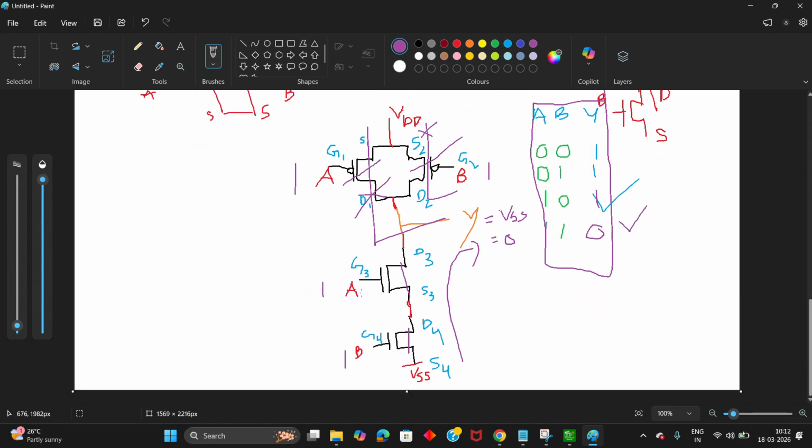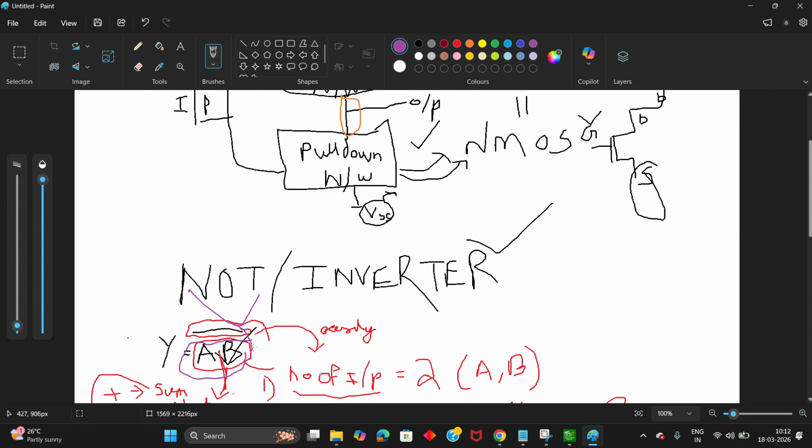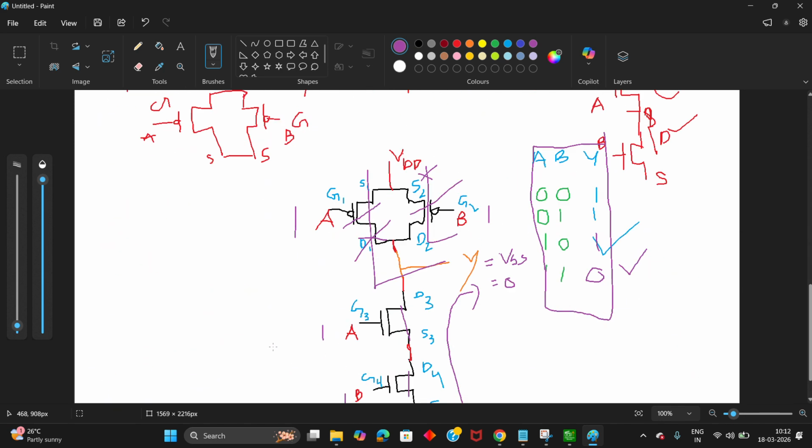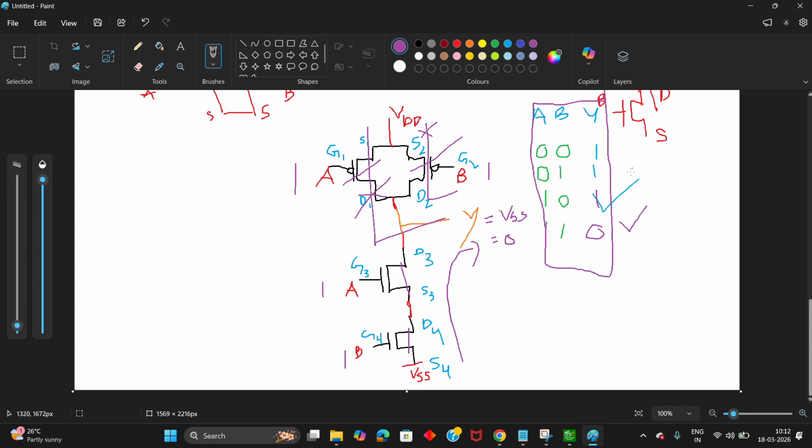Even though we just focused on the internal logic, in the whole complement we got the complemented operation, right? So this particular CMOS is called complementary. That's why at the output you are going to get the complemented operation. So this is all about the NAND gate. I hope you got how I did it.